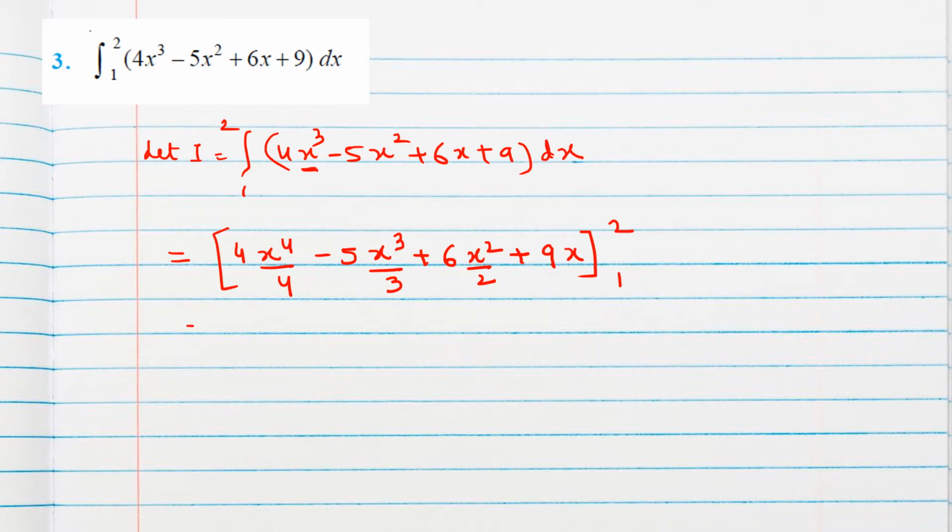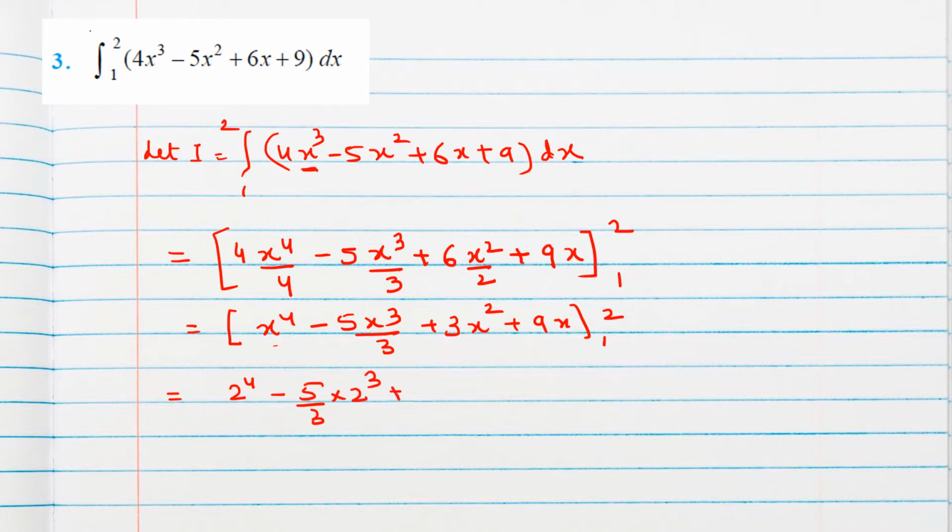First we'll simplify the expression inside the bracket. 4 will cancel, x power 4, minus 5x cube by 3, plus 3x square, plus 9x. Now we'll substitute the limits. First we should substitute the upper limit, that is 2 power 4, minus 5 by 3 times 2 cube, plus 3 times 2 square, plus 9 times 2, which is 18. Okay. Minus, now here x value will be 1: 1 minus 5 by 3 plus 3 plus 9.